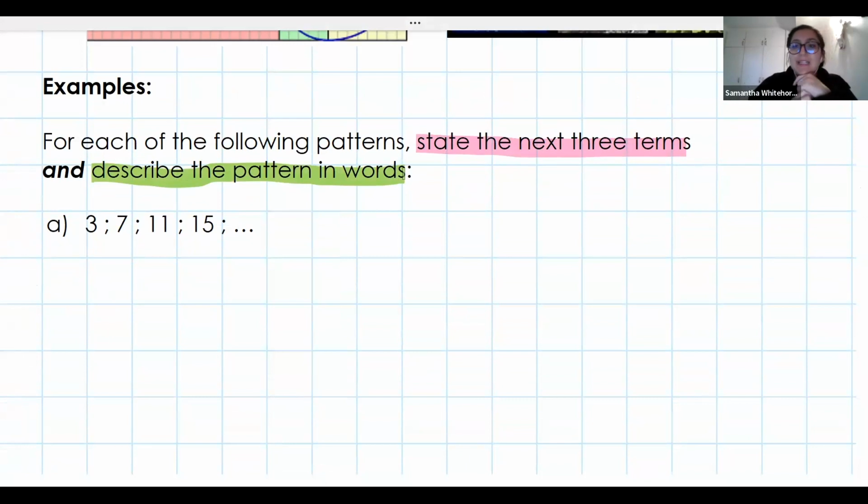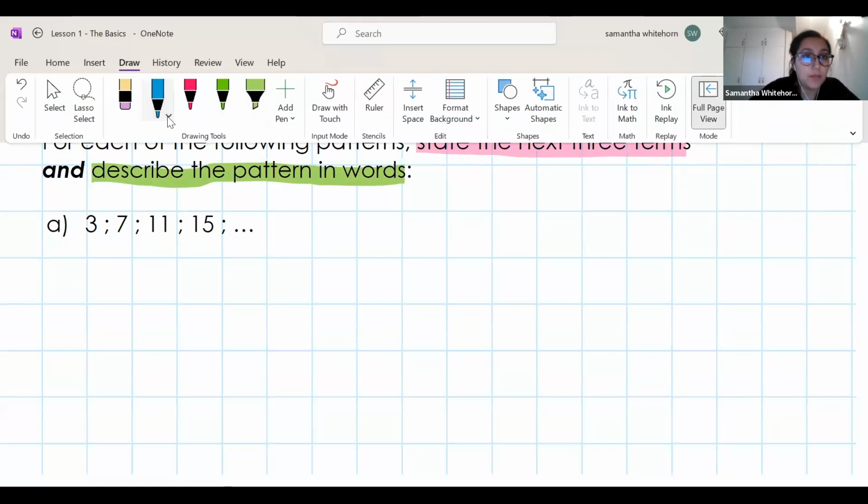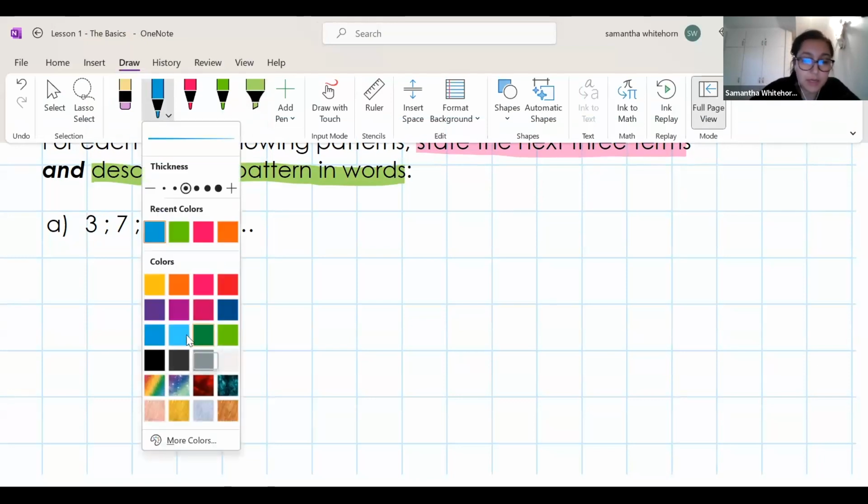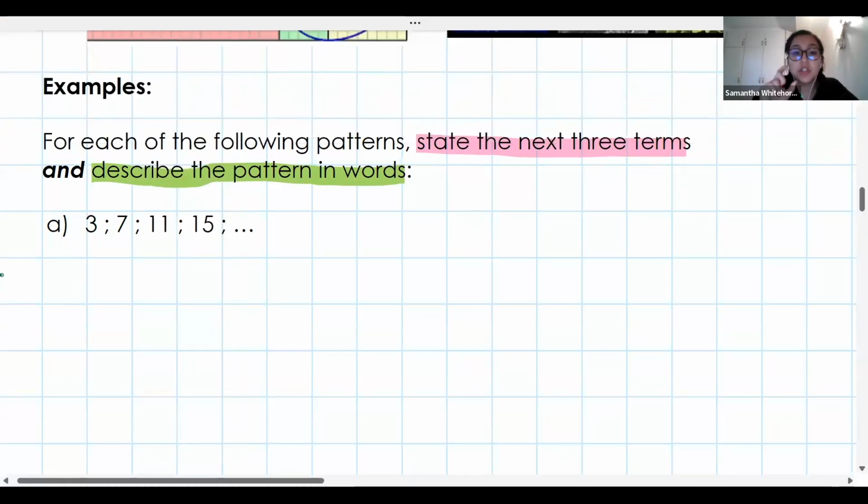So we need to figure out what this pattern is. Now, guys, a pattern can be anything. You saw in the Fibonacci sequence that we were adding the previous terms together to get the next one. That's a pattern. You're following the same procedure each time. You can be adding the same number each time. You can be multiplying by the same number each time. You can be dividing by the same number each time.